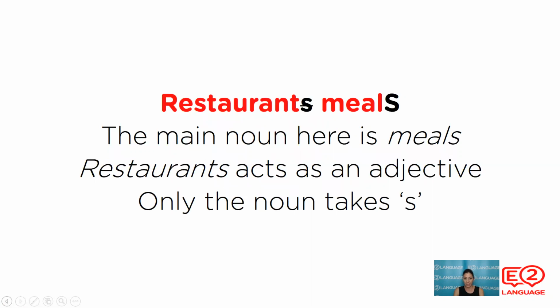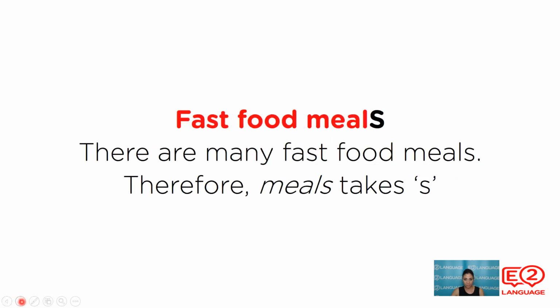Restaurant's meal. The main noun here is meals. Restaurants act as an adjective. So meals, what kind of meals? Restaurant meals. The adjective never takes S, only the noun. So in this case, the S goes on meals. Fast food meals. There are many fast food meals. Okay, it's not just talking about one fast food meal has become popular. Not just one meal, but many.